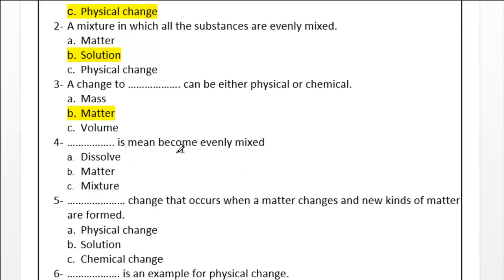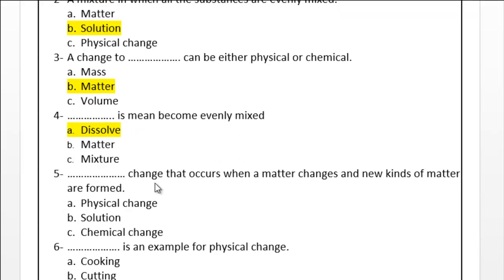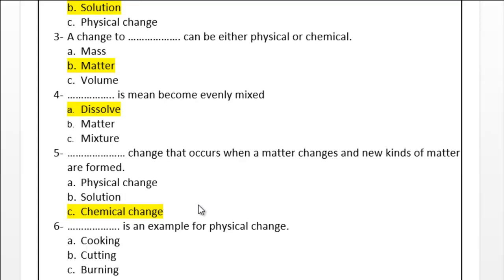Dissolve means become evenly mixed. A change that occurs when matter changes and a new kind of matter is formed is called chemical change. So in physical change the kind of matter stays the same, but in chemical change, a new kind of matter is formed.